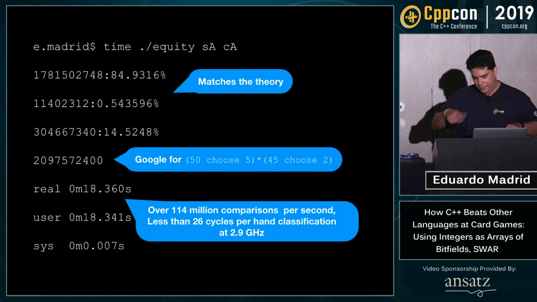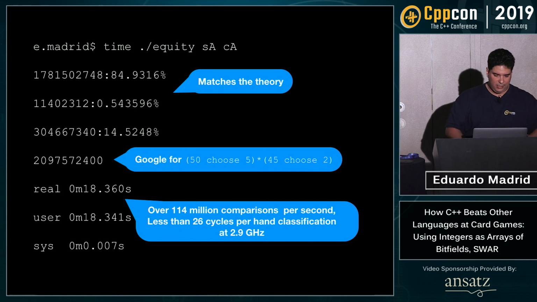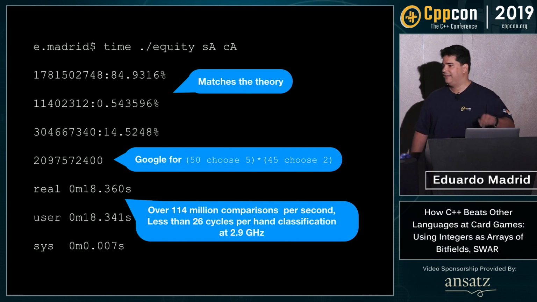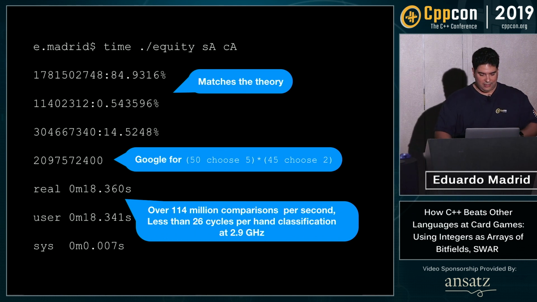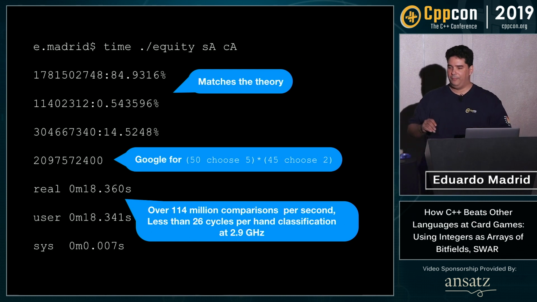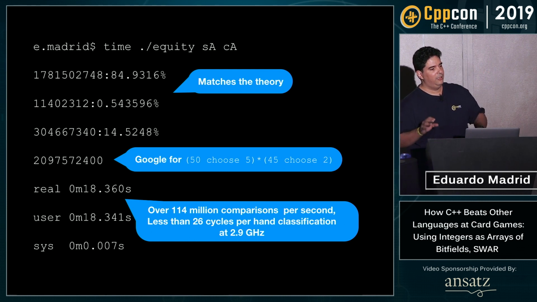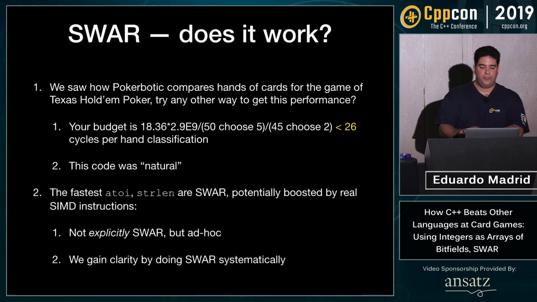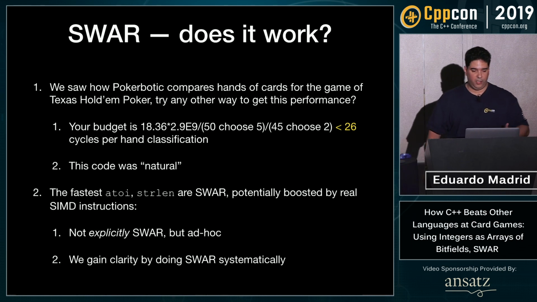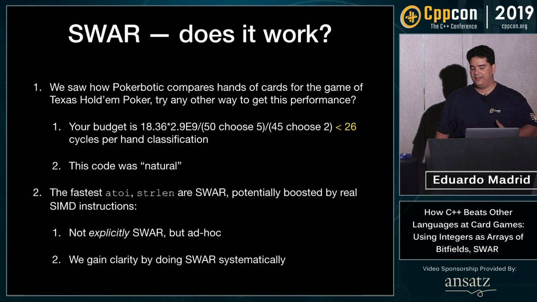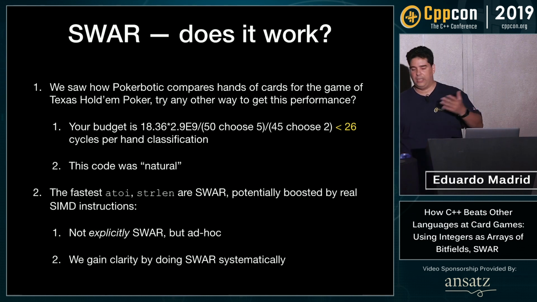And if you further dive into the detail, the 2.9 gigahertz when plugged to the wall, that is 26 cycles. So we're talking that this algorithm is able to classify any hand, basically, taking just 26 cycles. Okay, that goes about whether it works or not. We just saw how we have a budget of 26 cycles per hand classification.